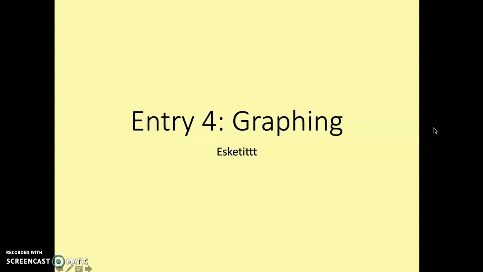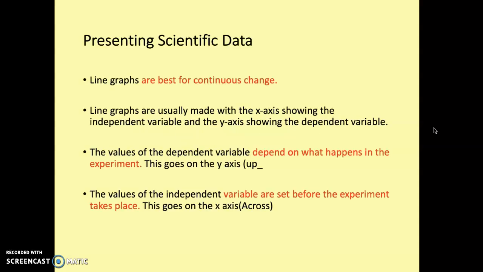Okay, today we're talking about graphing. This is entry 4. Let's get started. Let's get it. So, presenting scientific data.